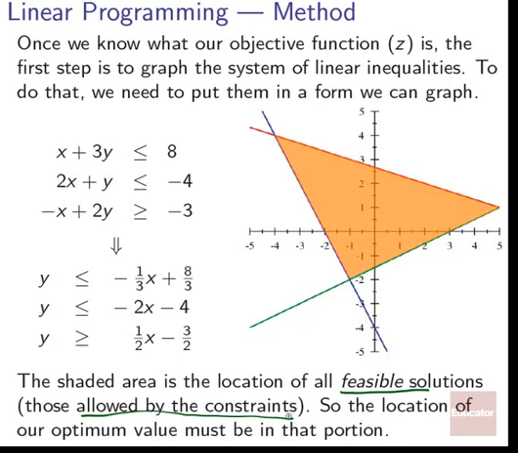So the location of our optimum value, whether it's a maximum or a minimum, must be inside of this portion, right? It has to be inside of this shaded region or on the lines, because these were all less than or equal or greater than or equal. They're all not strict, so we can be on the lines as well. So it has to be somewhere either on the lines or inside of that shaded portion. We know that for sure, right? Otherwise, it won't have followed the constraints, so we can't even look at it for trying to use our objective function.